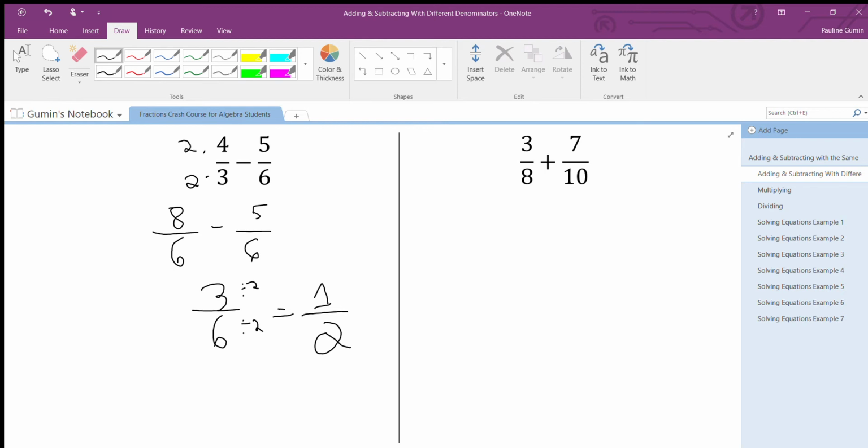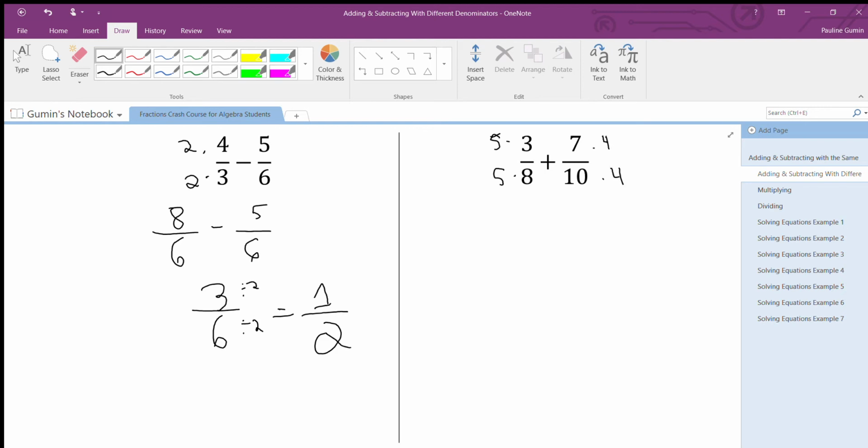All right, now I can't do the same thing as we did before. I can't turn 8 into 10 or 10 into 8. However, I do know that both of them can multiply into 40. That can be our common denominator. Let's give that a shot. In order to turn 8 into 40, I must multiply it by 5. In order to turn 10 into 40, I must multiply it by 4.